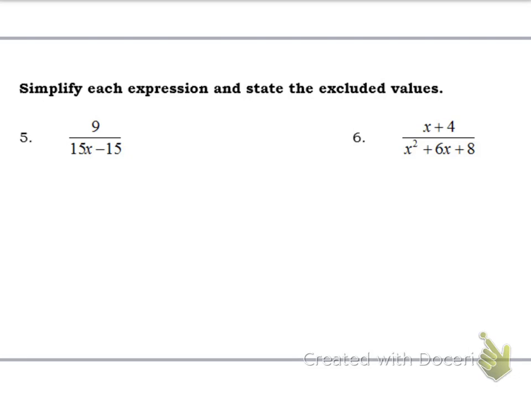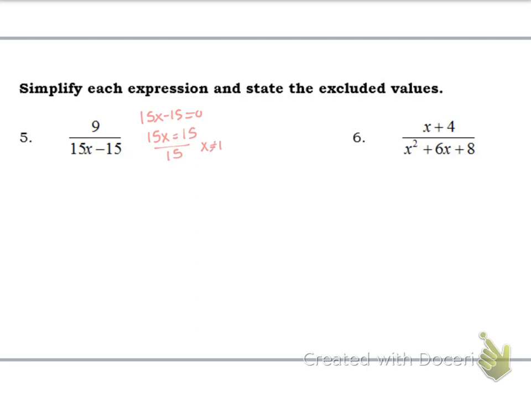Alright, simplify each expression, state the excluded values. So we're going to do our excluded values first. So I've got 15x minus 15 equals 0. When I add 15 to both sides, I get 15 on the right side. If I divide by 15, I get x equals 1. So x cannot equal 1.